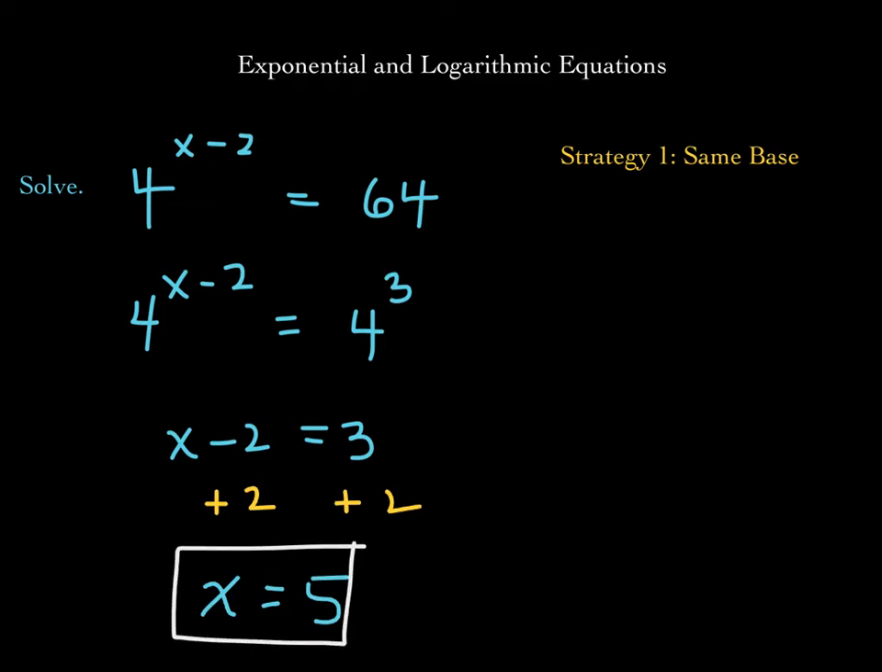And you can plug this into the original equation to confirm. Let's do it in our minds here. If you plug in x equal to 5, it'll be 5 minus 2, and 5 minus 2 is 3. 4 raised to the power of 3 is indeed 64. So for the first few examples that we will go through today, we'll use this strategy over and over again, getting the same base on both sides.